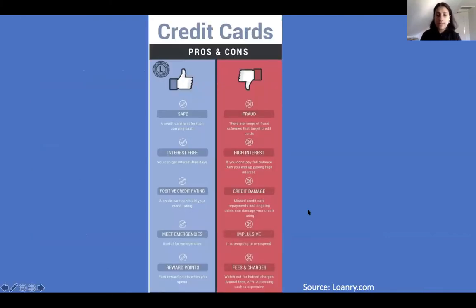So this is a great segue into some pros and cons of credit cards. Read those quickly together. All right, so some pros: it's safer than carrying cash, right? It's interest-free in the sense that you have some days that are interest-free, not all the time. It can help build up your credit rating. So if you want to take out bigger loans for, let's say, a mortgage or a car loan, it can help you with emergency situations, and you can earn rewards, which you can then spend on other things.